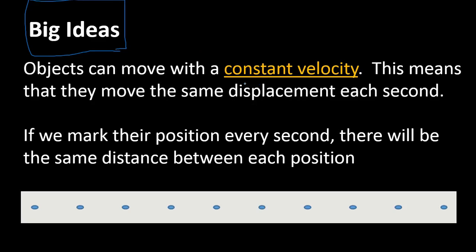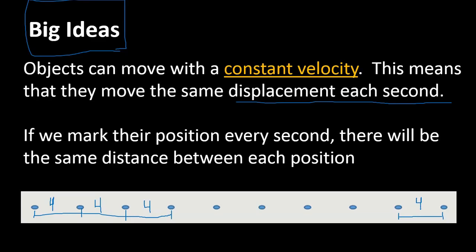So the first big idea: objects can move with a constant velocity. This means that they move the same displacement each second. Their speed does not change, they're just chugging along nice and constant. We can visualize this by marking their position every second on a motion diagram. If we do that, there will be the same distance between each position. In each second, they travel the exact same distance. That is what constant velocity means. If you travel 4 meters in the first second, you're going to travel 4 meters in the second second, and 4 meters in the third second. You're going to do it forever and ever.